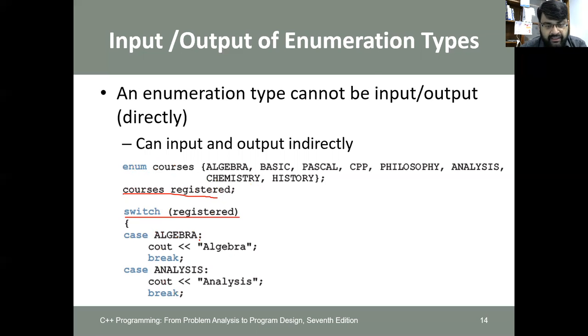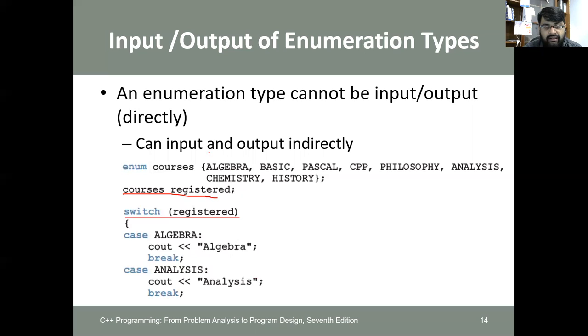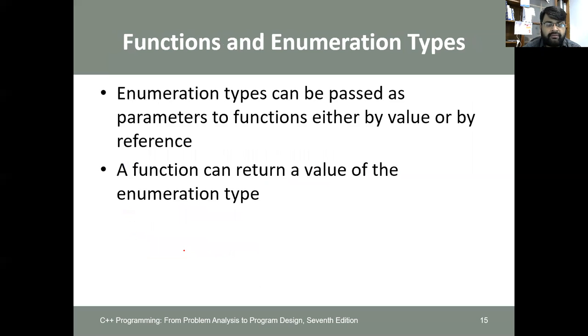In case it is algebra, we're going to cout algebra and break. In case it is analysis, cout analysis and break. And this is what we call an indirect output of your enum type, right? So this is an indirect enumeration.